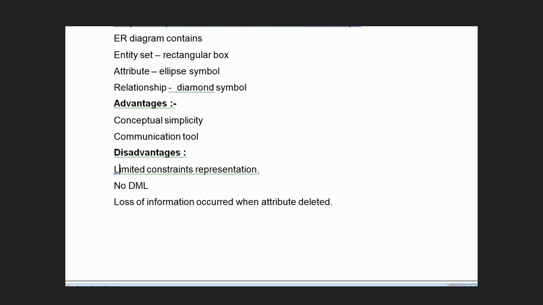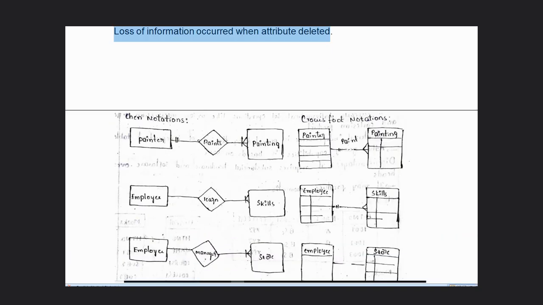Next, the disadvantages. Limited constraints: complete constraints cannot be represented by using the ER data model. There is no DML for performing various types of manipulation operations on your data within a relational data model. Loss of information can occur when the attributes are deleted from the ER data model.